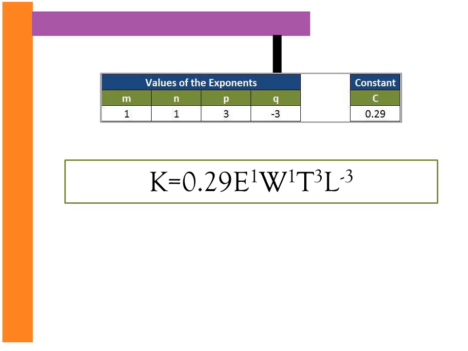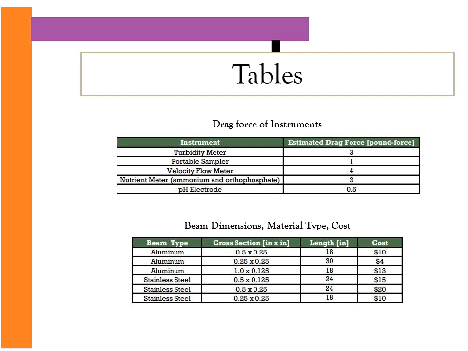This slide is a culmination of all the work previously done. We will use the equation that we have found to determine the most efficient beam to support the water quality test instruments. The first table shown contains all 5 of the water quality test instruments along with the drag force that each one will apply to the beam. The second table contains the 6 available beams along with their dimensions, costs, and material types.